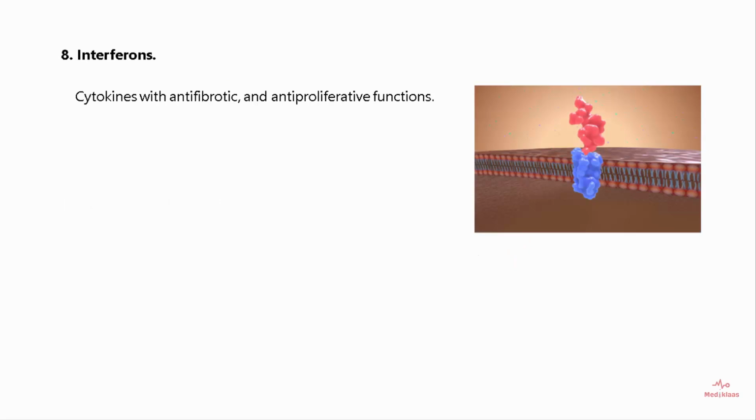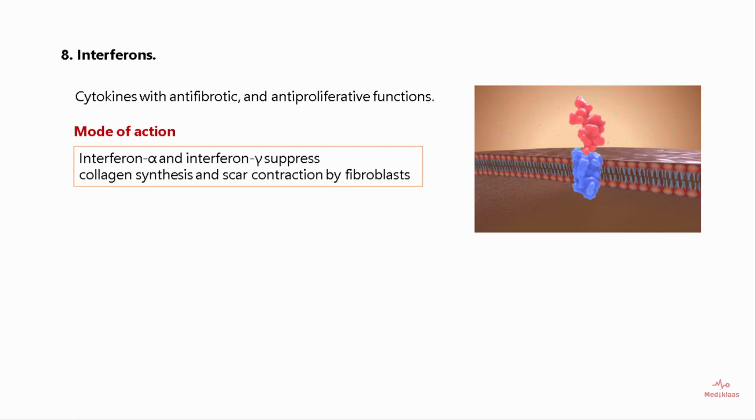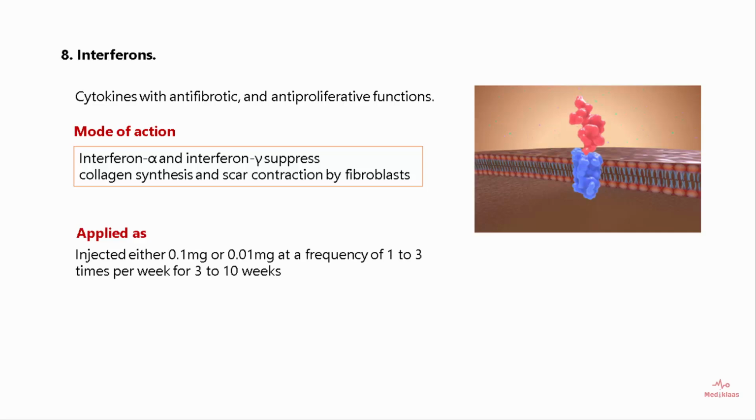Interferons are cytokines with antifibrotic and antiproliferative functions. Interferon alpha and interferon gamma suppress collagen synthesis and scar contraction by the fibroblasts. It is applied as an injection, either 0.1 mg or 0.01 mg, at a frequency of 1 to 3 times per week for 3 to 10 weeks.